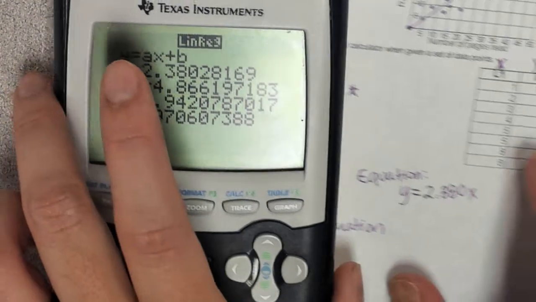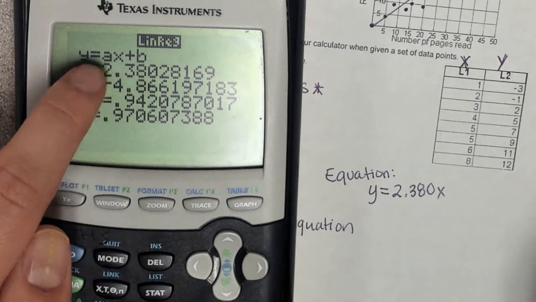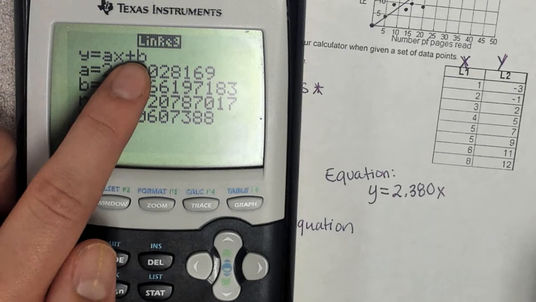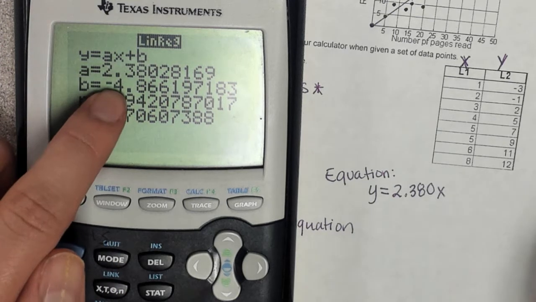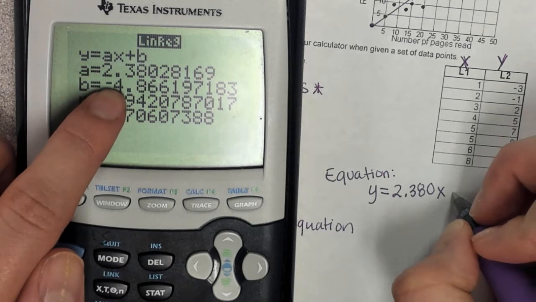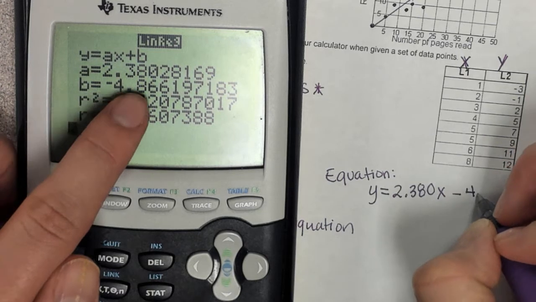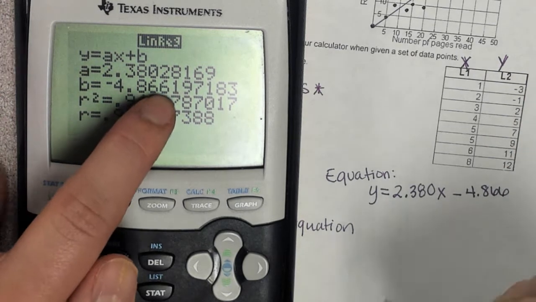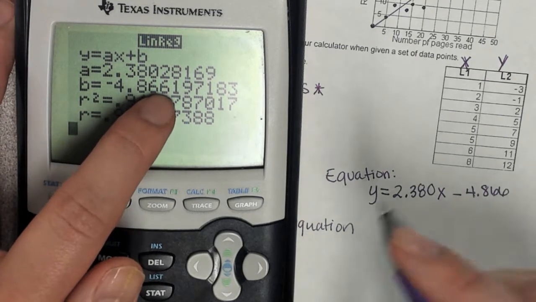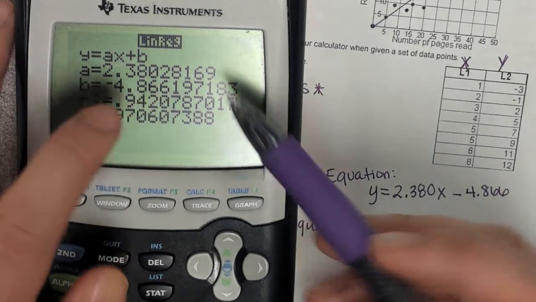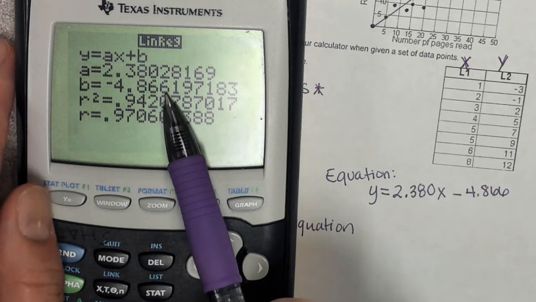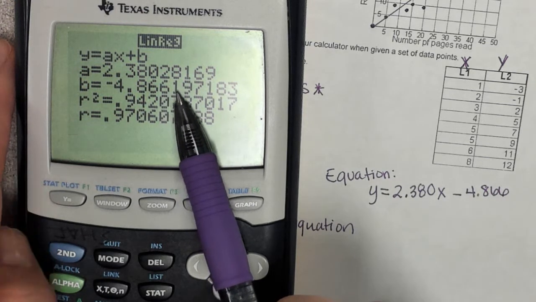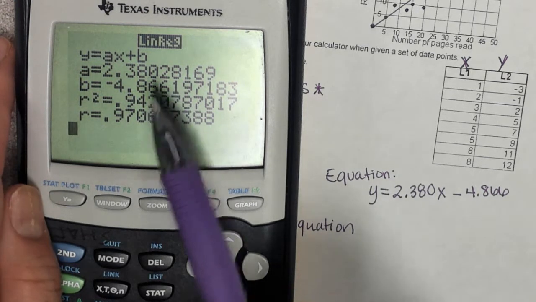2.380x plus B, right? And our b is negative, so instead of writing plus, I'm going to write minus. So minus our b, which is 4.866. And do we all know how to round? Right? We were there that day in elementary school when they taught us how to round. If I tell you to go to 3 decimal places, you look one further, and if that's less than 5, you keep it the same. If it's 5 or more, you bump it up.